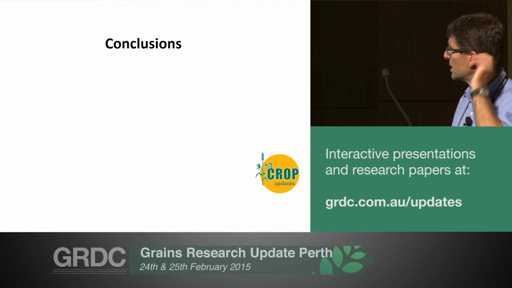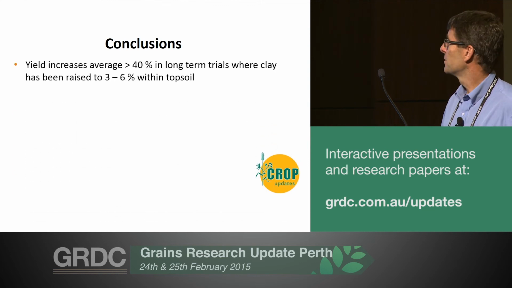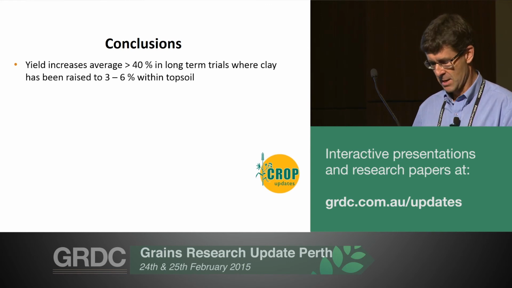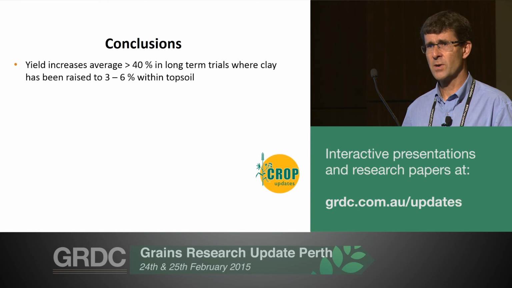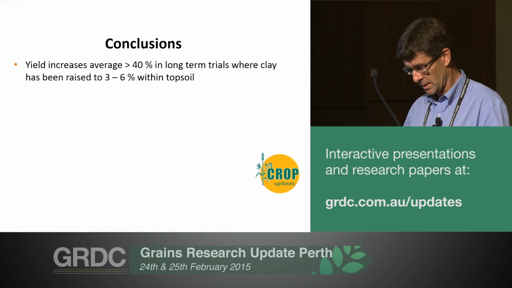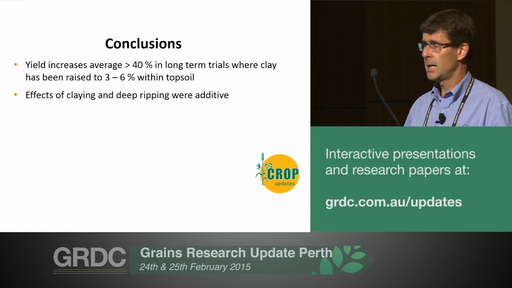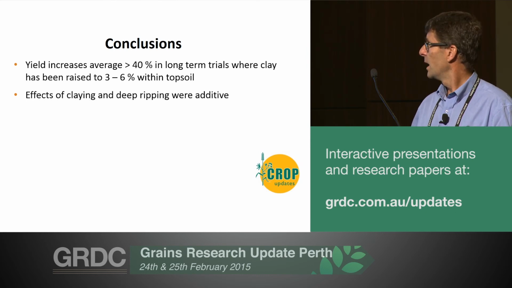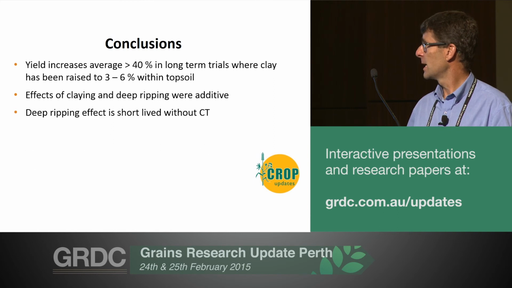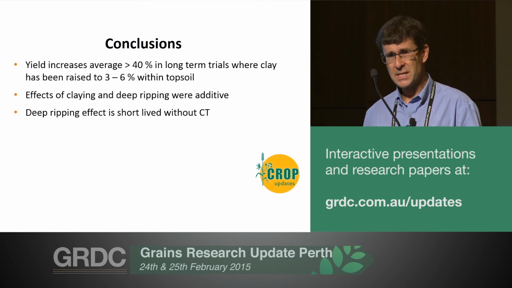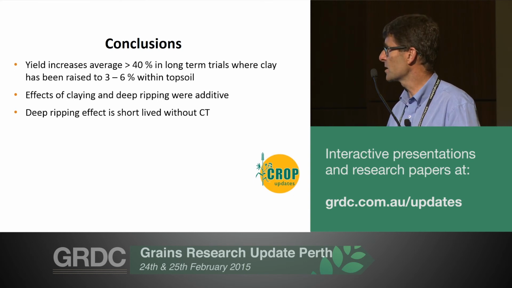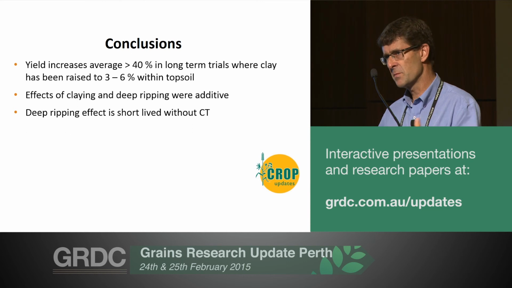Okay, conclusions. Yield increases of greater than 40% have been found in our long-term trials where the clay percentage has been raised between 3 to 6% within the topsoil. The effects of claying and deep ripping were additive, and deep ripping effect is short-lived, particularly where you haven't got controlled traffic systems in. We're really suggesting that you fix the surface, line the machinery up, and then start looking at your subsoils.